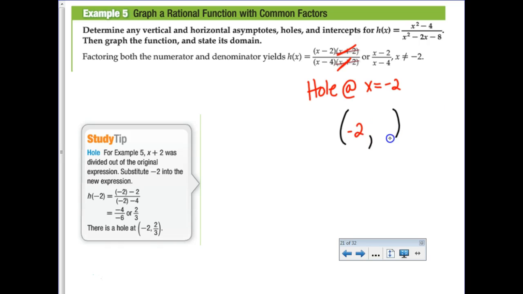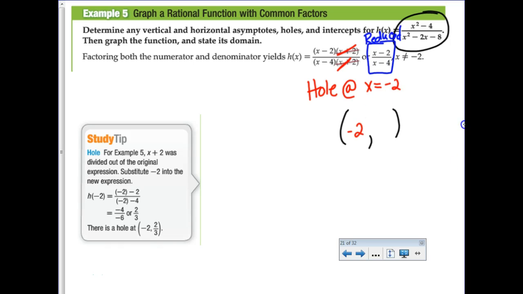How do we find the y? Well, you can't plug it into the original problem. Because if you plug it into the original problem, you're going to get 0 over 0, which doesn't really tell you anything. So what we're going to do then is we're going to go to what's called the reduced version. See what they have here? After they remove the discontinuity, they cross it off. This is the reduced version.